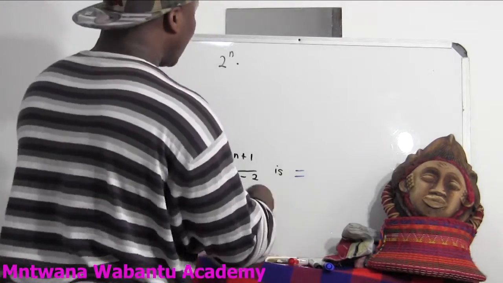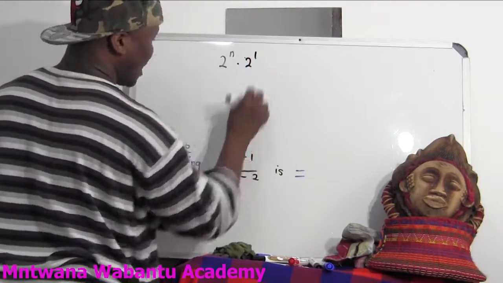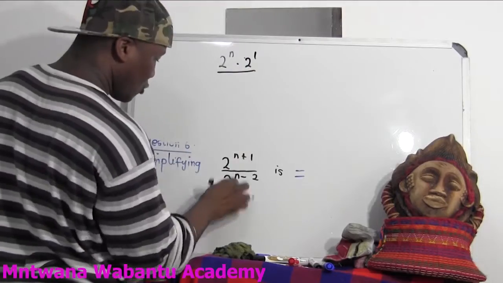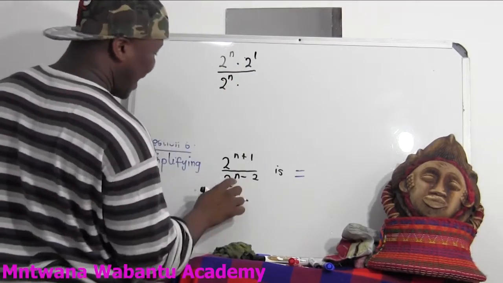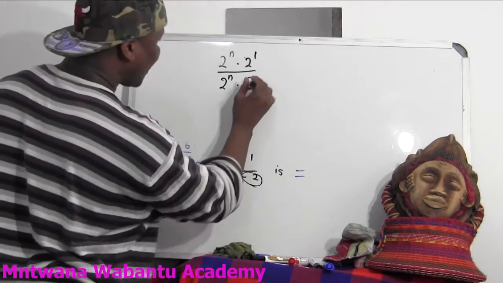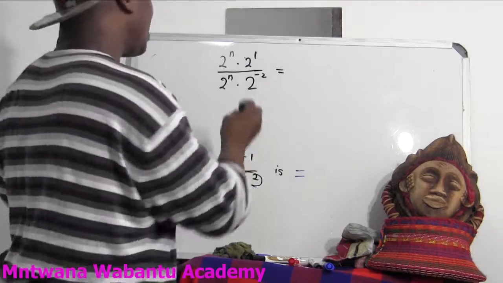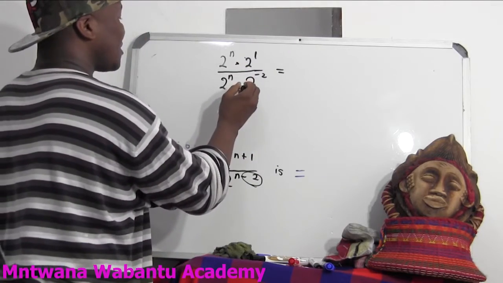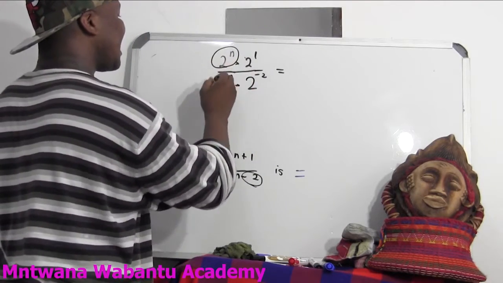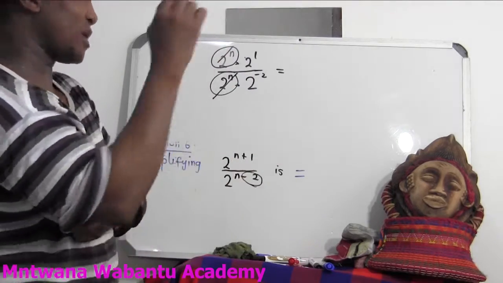Okay. So 2 power n, and then we multiply 2 power 1. And then on the bottom, 2 power n multiply 2 power negative 2. So before I continue, look, since there's a multiplication here, and these are the same thing, I can just cancel them because they're similar terms, on top and at the bottom.